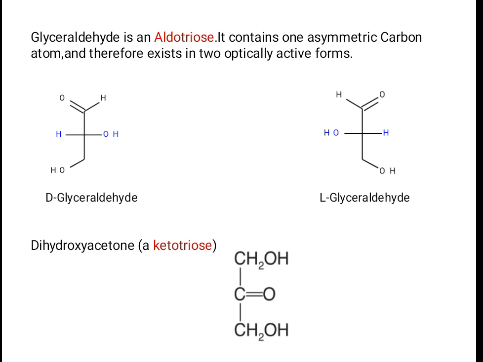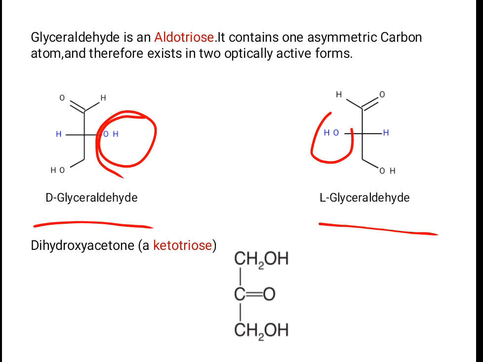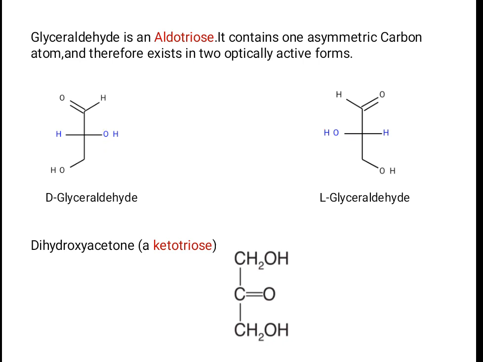Glyceraldehyde is an aldotriose. It contains one asymmetric carbon atom and therefore exists in 2 optically active forms. This is D-glyceraldehyde and this is L. Because in this one the OH group, the higher priority group, is on the right, this is D. And here the OH group is on the left, that's why this is L. Dihydroxyacetone is the ketotriose. This is the youngest member of the keto group, dihydroxyacetone.